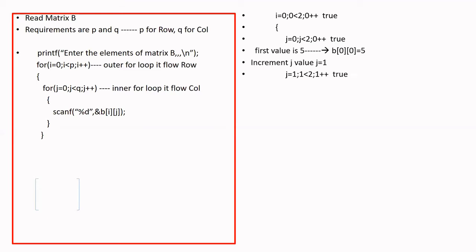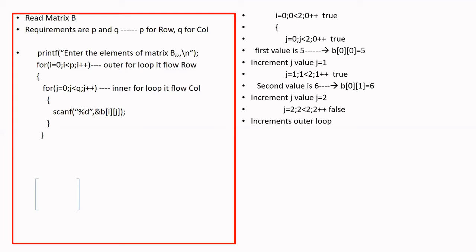1 is less than 2. Yes, it is true. Again, it goes to the scanf. It starts reading. I'm passing 6 as a value. That is B of 0 and 1, the value is 6. Again, it increments the j value now. Now j is 2. 2 is less than 2? No, the condition fails. Once the inner for loop condition fails, automatically it goes to the outer for loop to increment.